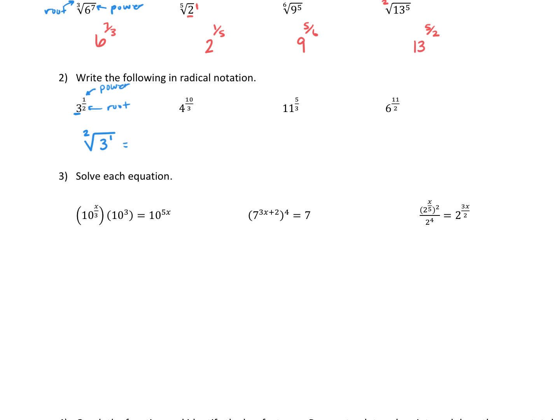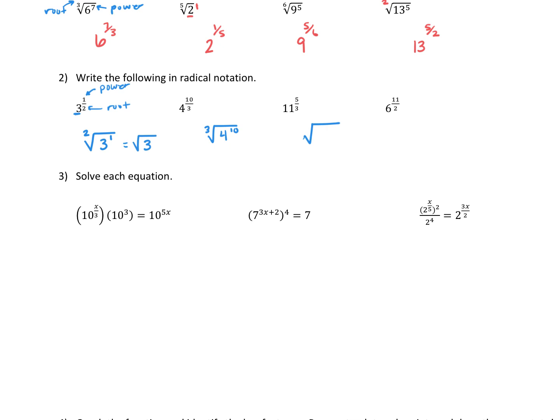Anytime it's a second root, you don't have to write the 2 in, so you could just leave it like that. Here's our 3, and then to the first power, you don't even have to write in the 1. These are both acceptable answers for 3 to the 1/2 power. Next we have 4 to the 10/3. Here's our radical. The 4 goes underneath. The power goes with the 4, so 4 to the 10th power, and the root goes right there.